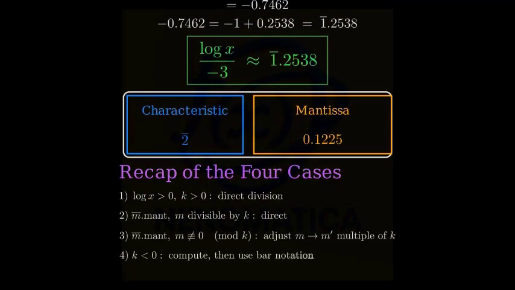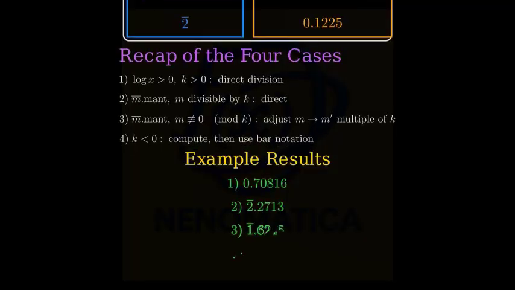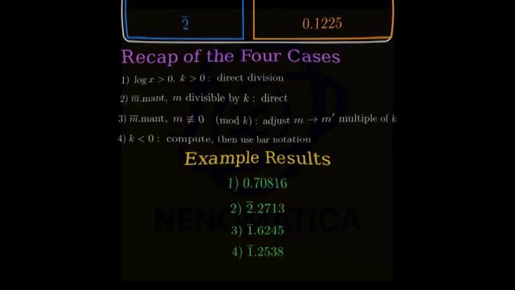Recap. Case 1 positive characteristic, divide directly. Case 2 negative characteristic, divisible by the divisor, divide and keep the mantissa positive. Case 3 not divisible, adjust the characteristic to the nearest multiple of the divisor and compensate on the mantissa, then divide. Case 4 negative divisor, compute and write the final value in bar notation. Practice a few more to make the steps automatic. Final numerical results for our examples: 0.70816, bar 2.2713, bar 1.6245, and bar 1.2538.